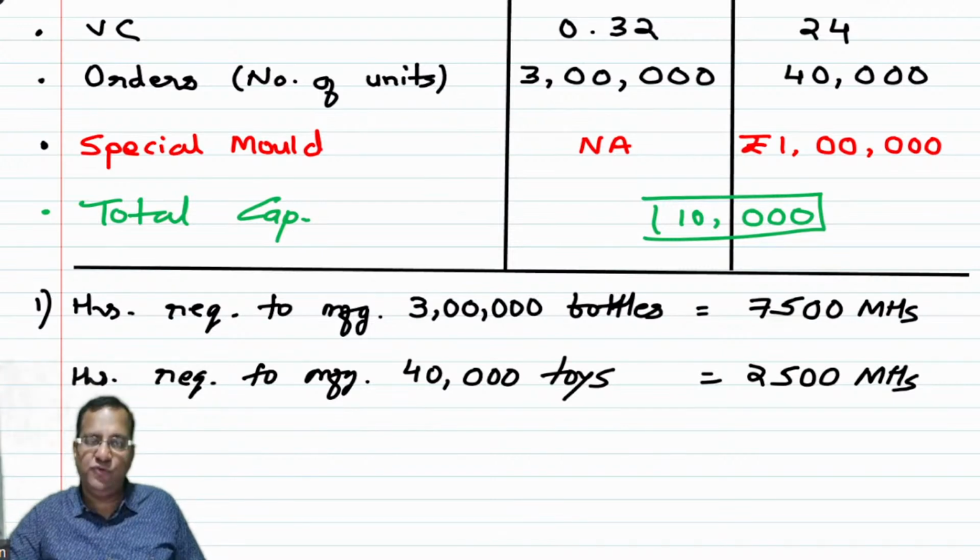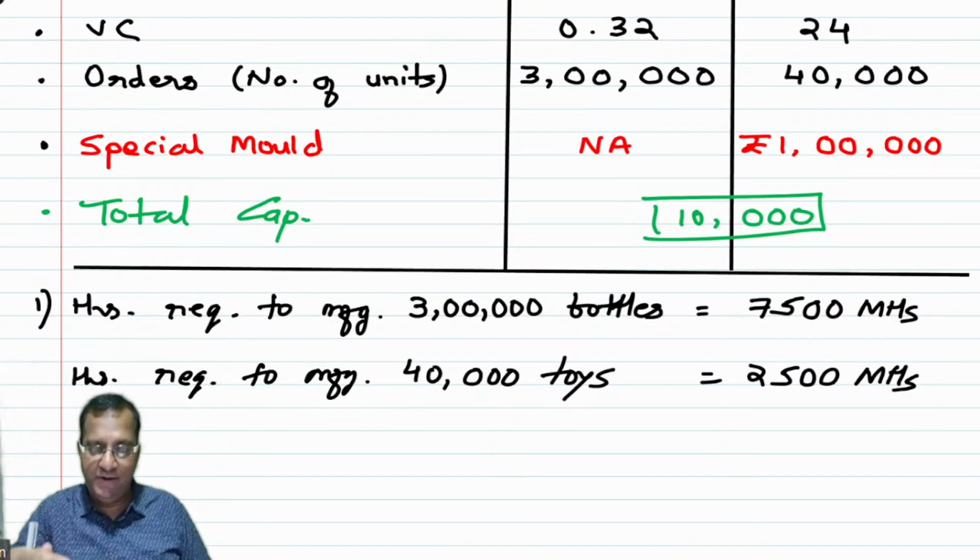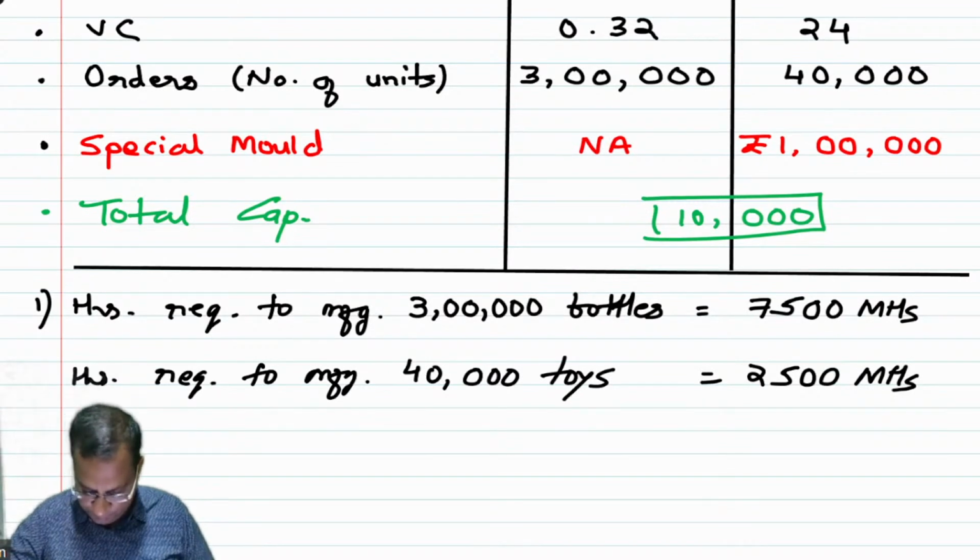And the existing fixed cost of ₹10 lakh is totally irrelevant because fixed cost is given in totality. Yes, 10 lakh is totality, but will this fixed cost change? No, ₹10 lakh will not change according to my decision of producing the toy order or not. So 10 lakh rupees is irrelevant. What is relevant? The increase of ₹1 lakh in the fixed cost in the form of special mold.